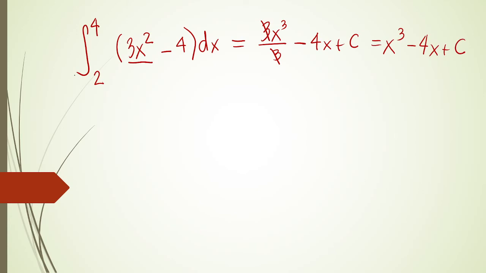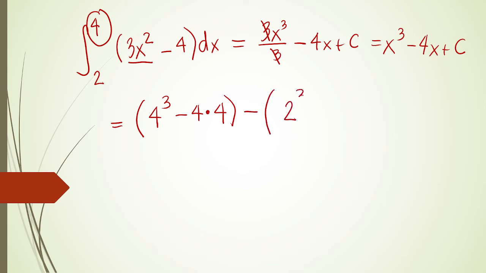Okay, let's now substitute the upper limit. So, what will I write now? 4 cubed minus 4 times 4. Okay, this is the upper limit. Minus, parenthesis, lower limit now: 2 cubed minus 4 times 2.